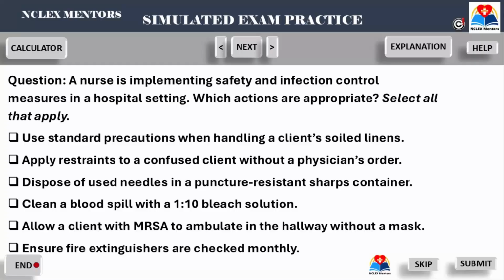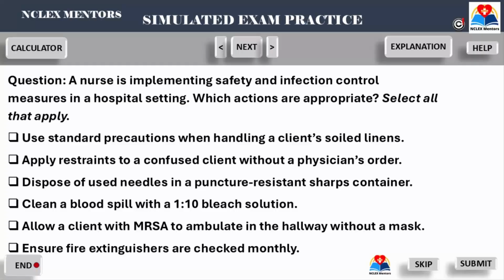Question: a nurse is implementing safety and infection control measures in a hospital setting. Which actions are appropriate? Select all that apply. Now, here are the options given to you on the screen. 1. Use standard precautions when handling a client's soiled linens. 2. Apply restraints to a confused client without a physician's order. 3. Dispose of used needles in a puncture-resistant sharps container. 4. Clean a blood spill with a 1:10 bleach solution. 5. Allow a client with MRSA to ambulate in the hallway without a mask.